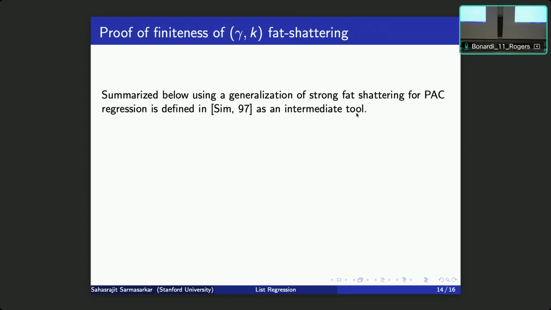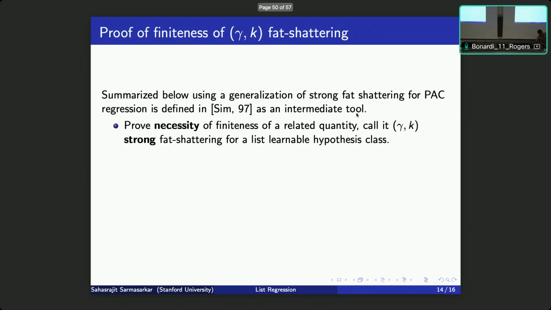And the proof of finiteness is also a bit different. This uses a notion of strong fat shattering that was defined by Simon in 1997, and we use this strong fat shattering as an intermediate tool. So we basically show a proof of necessity of the finiteness of a related quantity, call it the gamma k strong fat shattering, for a learnable list hypothesis class. So we show that this is finite.